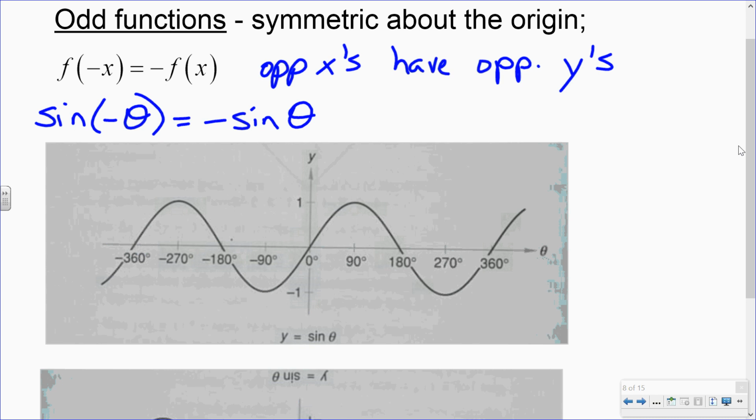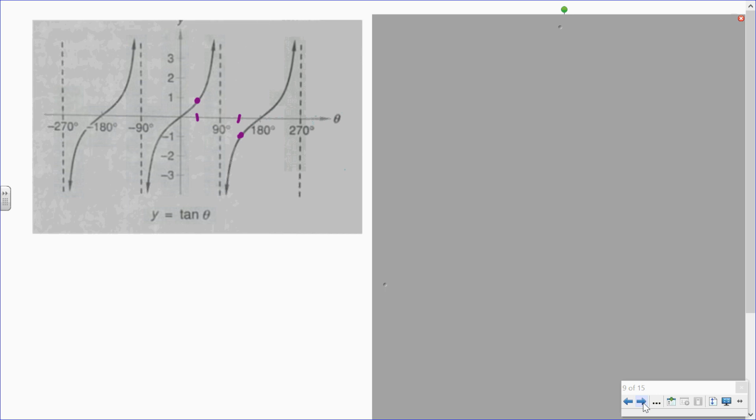Okay, we've not yet learned to graph the tangent function. You're not expected to know it yet, but I'm just going to show you what it looks like so we can try to figure out if it might be even or odd. So here's your graph of the tangent function. And tangent of 0 is 0, right? We've learned that. Tangent of 45 degrees, where I've got this purple dot, tangent of 45 is 1. And tangent of 135 degrees is -1, and so on.